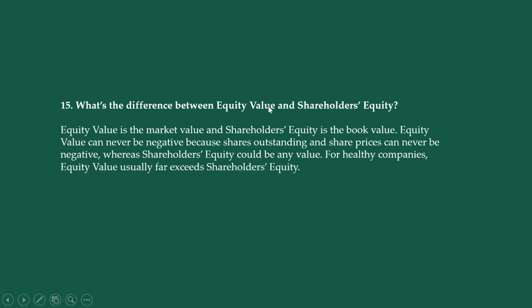So what is the difference between equity value and shareholders' equity? Equity value is the market value and shareholders' equity is the book value. Book value is given on the balance sheet, and equity value is calculated by the number of shares times the current market value of one share. So equity value can never be negative because shares outstanding and share prices can never be negative, whereas shareholders' equity could be any value. For healthy companies, equity value usually far exceeds shareholders' equity.